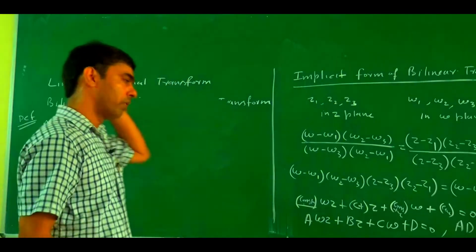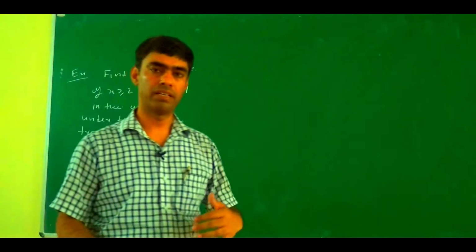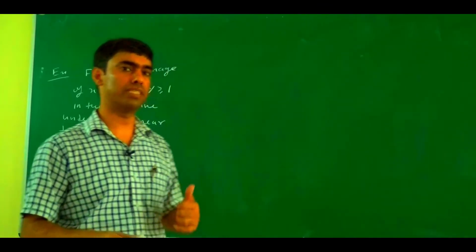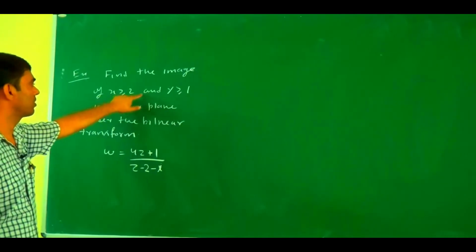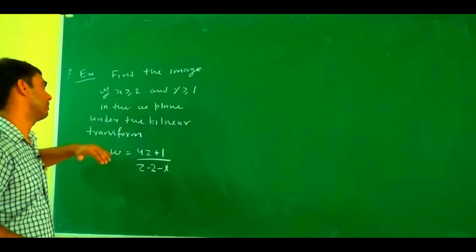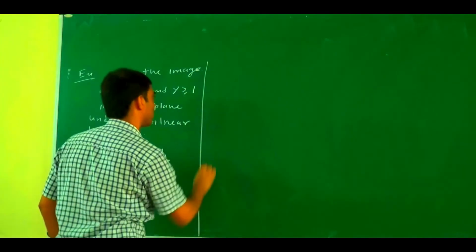So now first we erase this. This one is the example. Here the bilinear transformation is given, then we try to find out the image in the w plane. So what is the question? Find the image of x greater or equal to 2 and y greater or equal to 1, which is given in the z plane, under this bilinear transform. So what is the solution?